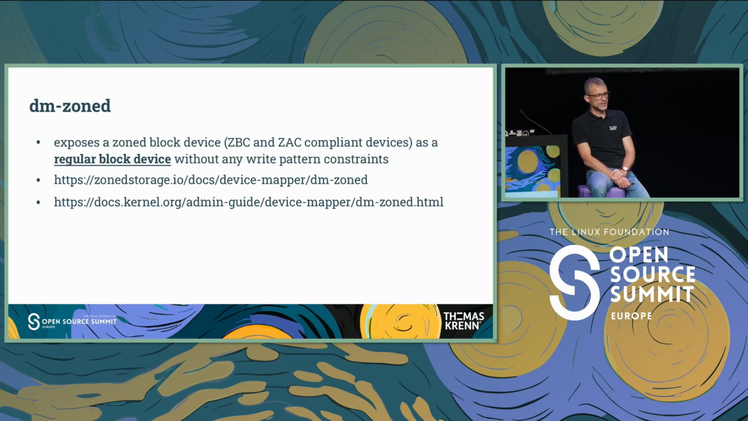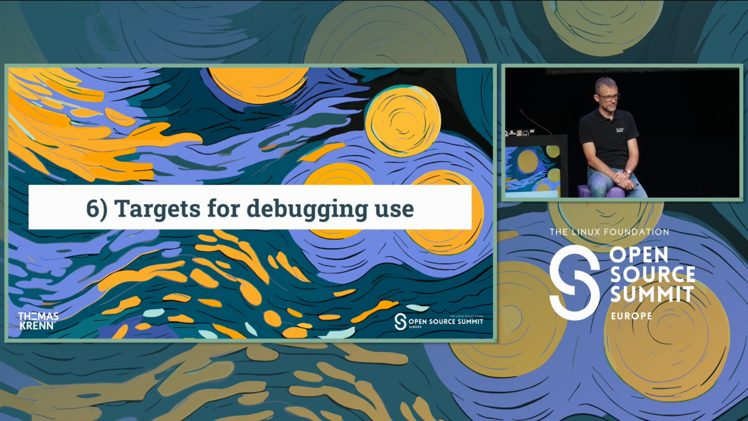And then the last one, the dm-zoned device, which exposes a zoned block device, like a shingled disk, as a regular block device without any write pattern constraints. There's also more documentation on there. And yeah, so there are 7 minutes left. I'll finish with the targets for debugging use to get in time for lunch.